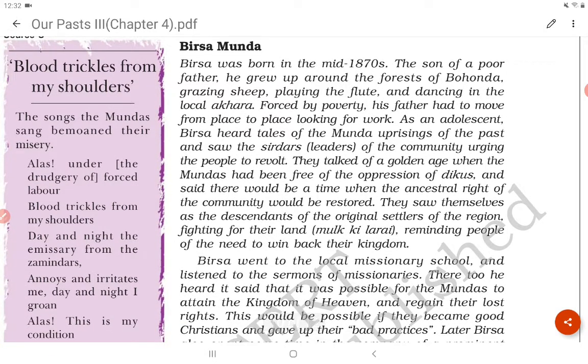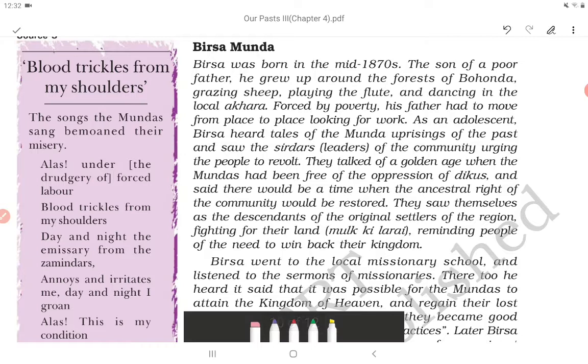Birsa Munda. Birsa was born in the mid-1870s. The son of a poor father, he grew up around the forest of Bohonda, grazing sheep, playing the flute and dancing in the local akhara. Forced by poverty, his father had to move from place to place looking for work. As an adolescent, Birsa heard tales of the Munda uprising of the past and saw the Sirdars, leaders of the community, urging the people to revolt.